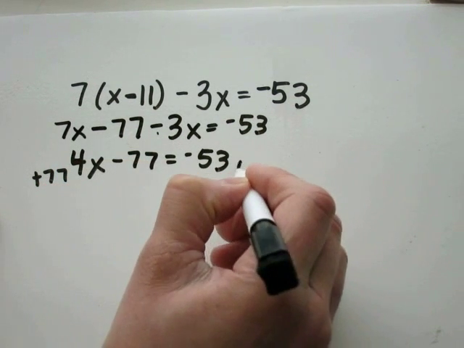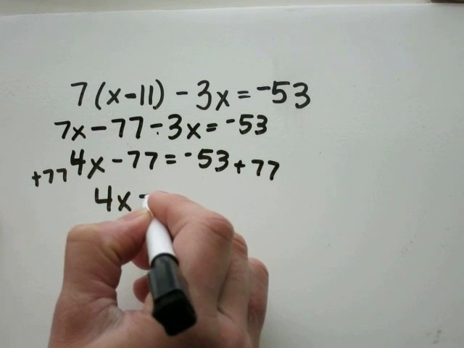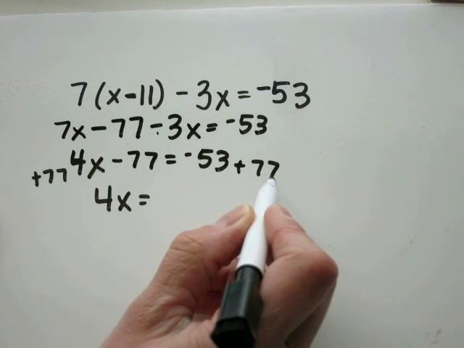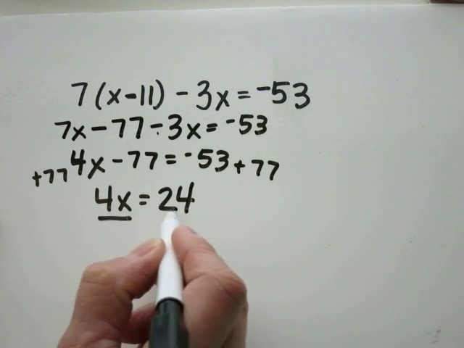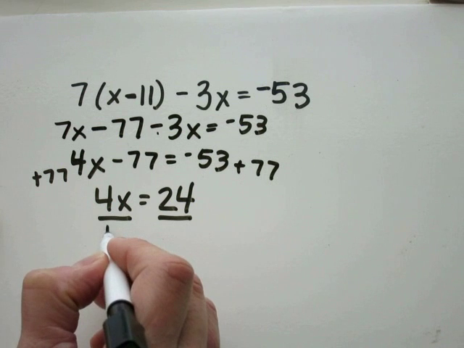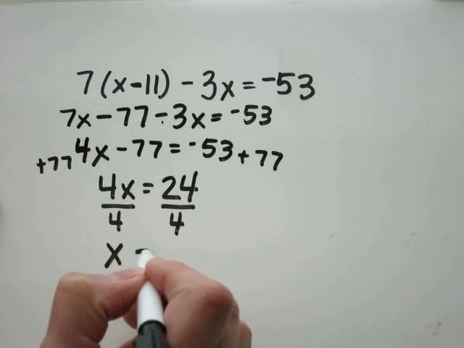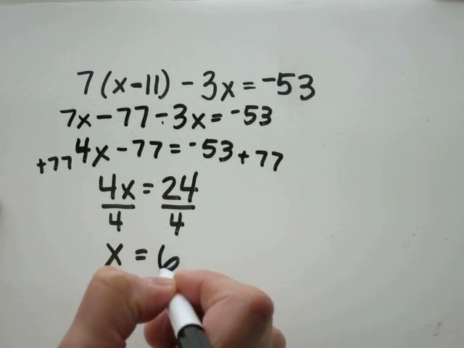Add 77 to each side. You're left with 4x equals negative 53 plus 77 is 24. Now I'm going to solve for x by dividing each side by 4. 24 divided by 4 is 6.